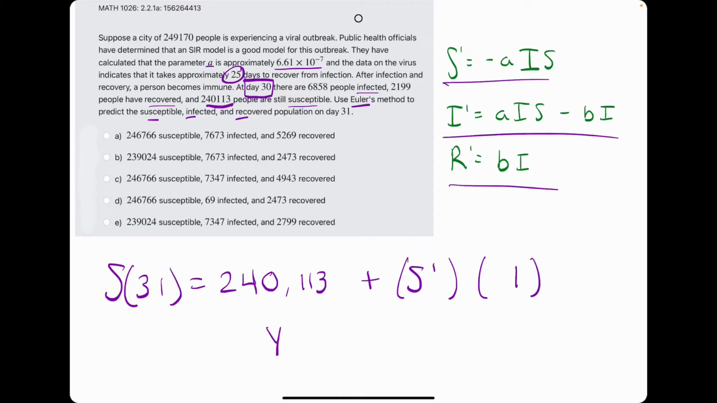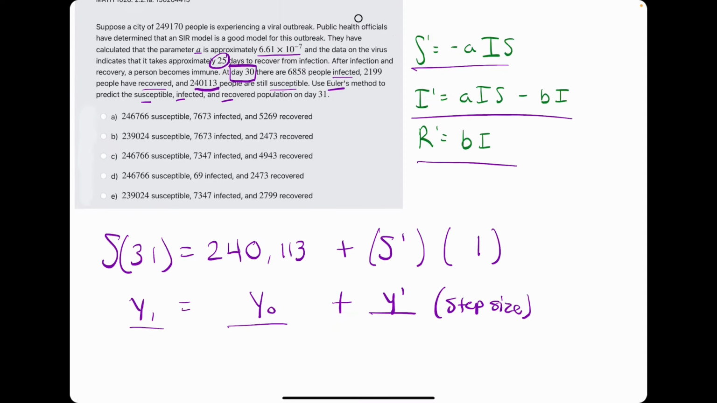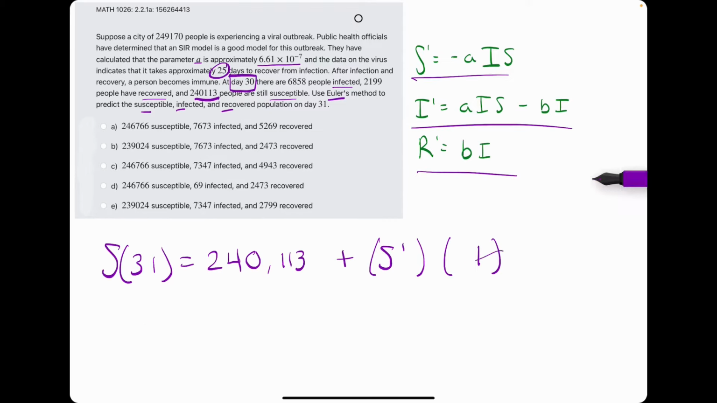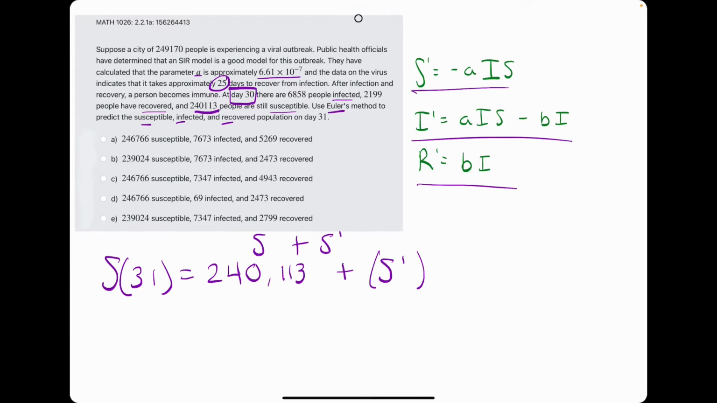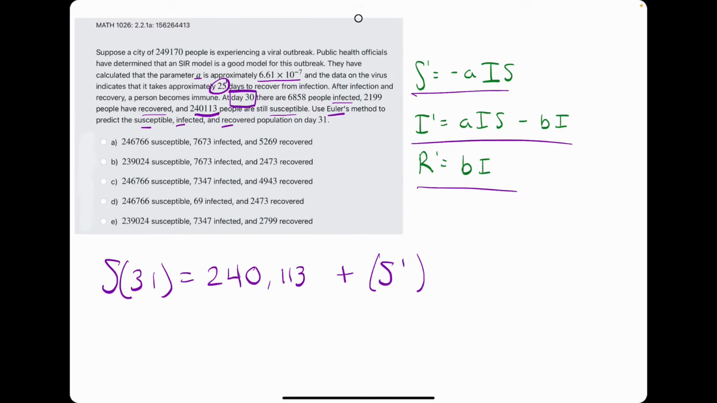So this corresponds to our y of 0. In other words, to predict y of 1, or to estimate y1, we start at y0 and we add the y prime times the step size. So this is like the Euler's method we saw in the last problem, but really it's much easier because, since the step size is 1, all we need to do is add S plus S prime. And then we'll do the same for the remaining ones. The I will be I plus I prime, and R will be R plus R prime. So really, they give us the S, I, and R values. We just need to find the primes: S prime, I prime, and R prime.